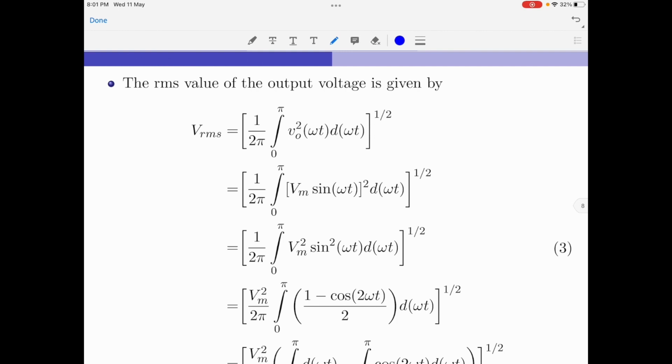Let me now continue to the RMS value of the output voltage. The equation for the RMS value of output voltage is given by 1 divided by 2 pi integral 0 to pi V naught square omega t d omega t, whole to the power 1 by 2. Let us now substitute V naught as Vm sin omega t. So the equation reduces to 1 divided by 2 pi integral 0 to pi Vm sin omega t whole square d omega t, whole to the power 1 by 2.